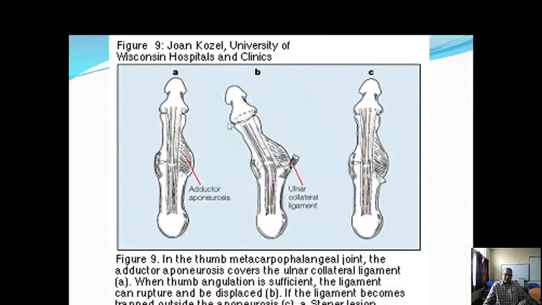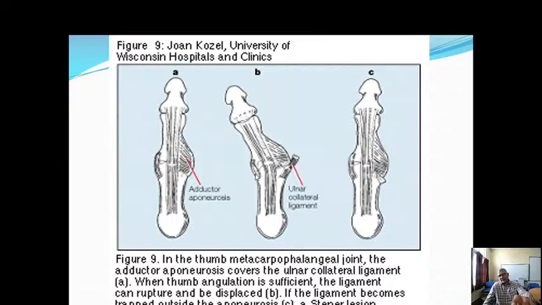So you can see here that gamekeeper's thumb is an ulnar collateral ligament injury. Normally the ulnar collateral ligament is covered by the adductor aponeurosis. So whenever there is a valgus and abduction force to the thumb, or if there is a rent in the adductor aponeurosis, there is a tear in the ulnar collateral ligament.